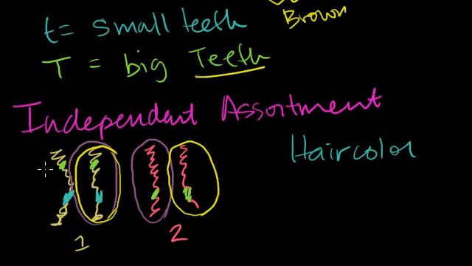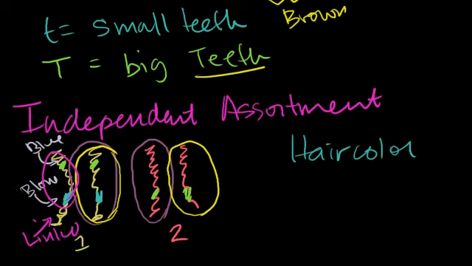In this situation, if someone gets, let's say this is blue eyes here, and this is blonde hair, then these are going to always travel together. You're not going to have these assort independently, and these are called linked traits. Let me highlight that. So these right there, those are linked traits.